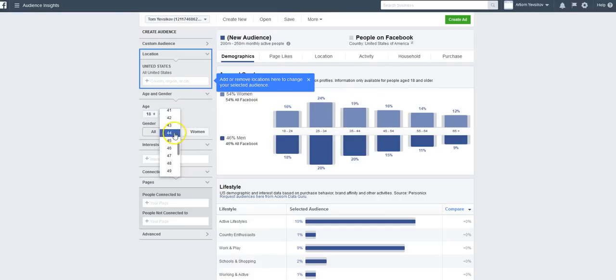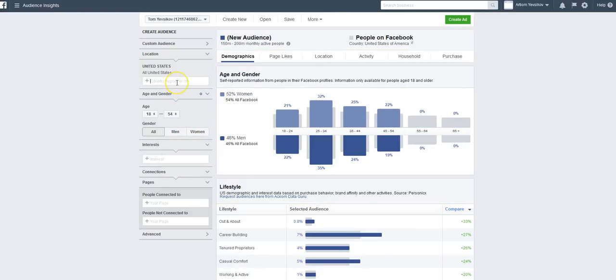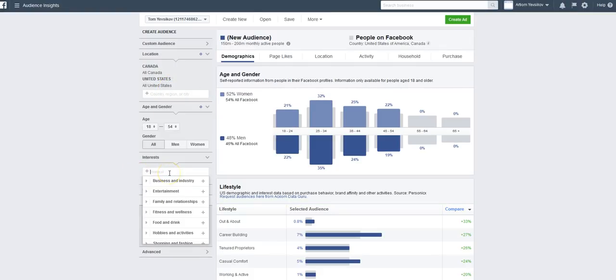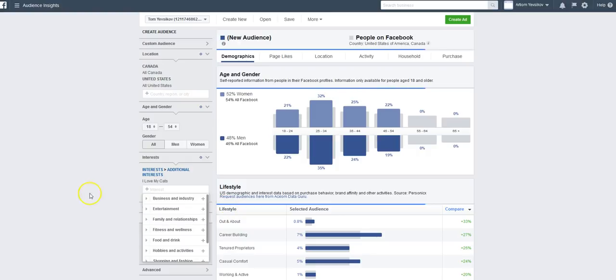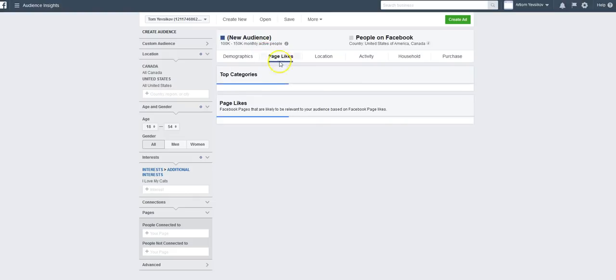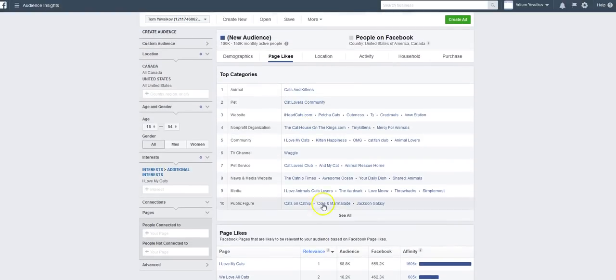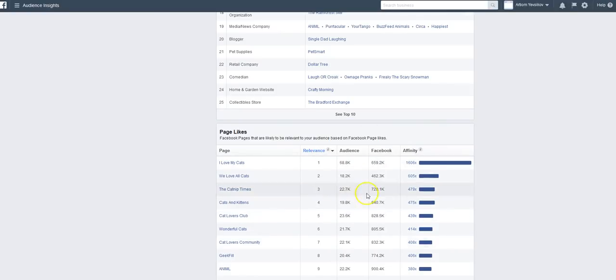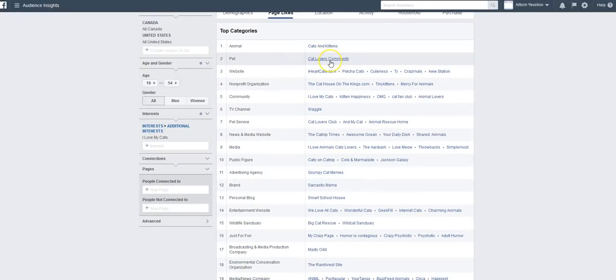Okay, so the age group again, 54, Canada as well. All right, North America, I love my cats interest. We put it here. Now we have an audience of about 100 to 150,000 monthly active people. The gold is in the page likes section. We're going to click on page likes. All right, so now we have all these categories. So before we go here into actually the affinity and stuff, which obviously we need, we're going to start doing research, hardcore research. And let me tell you why.